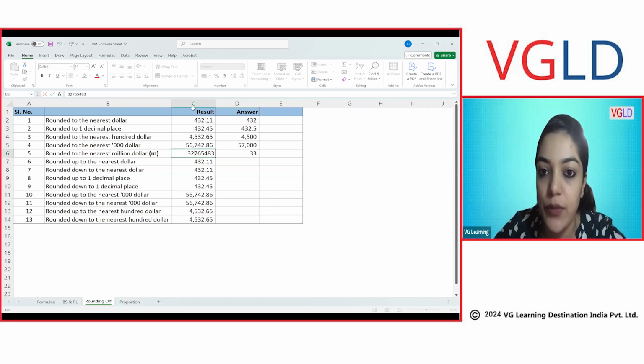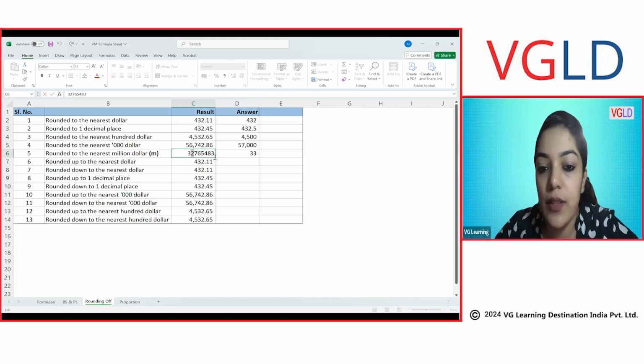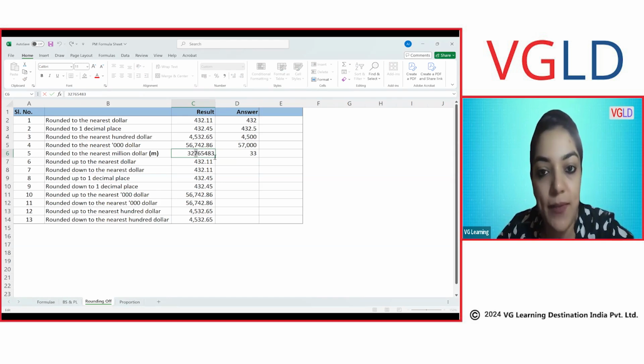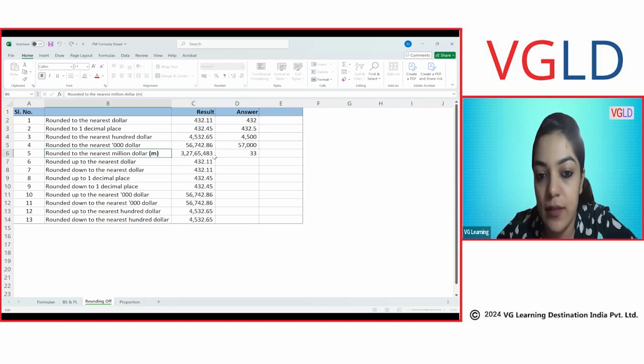So this is the place where you have to do the rounding off, because there are 6 digits after this, and 1,000,000 has got 6 zeros. So 32.7. You just have to look at this number. This number is 7, that is greater than 5. So it will be rounded up. And you have to write in millions.